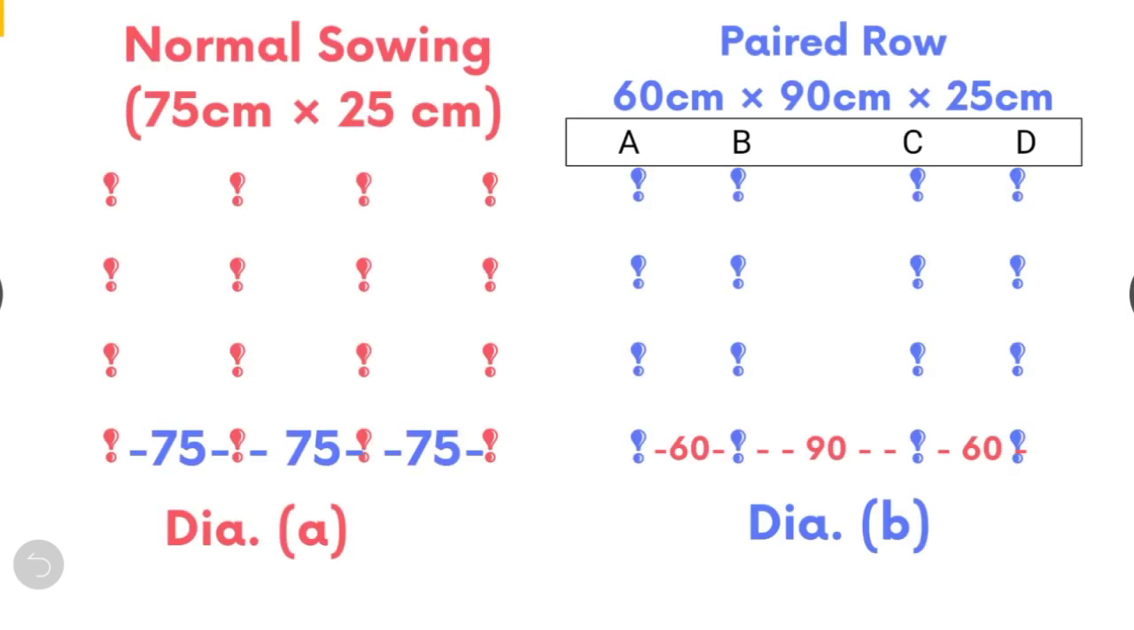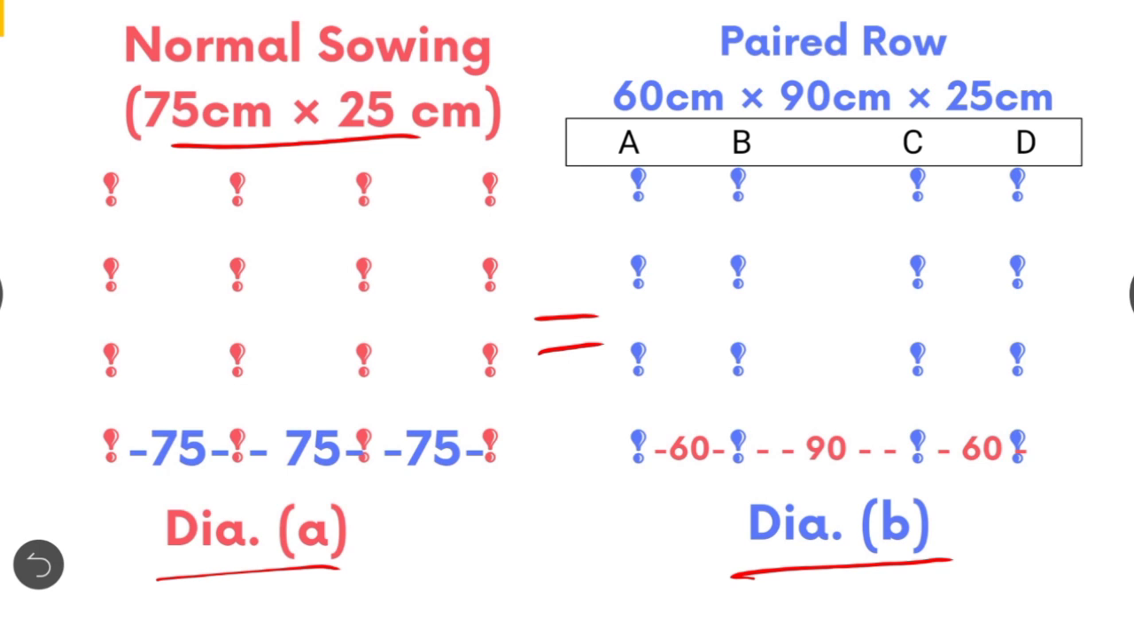Now look at these two images. Here diagram A is of normal sowing of maize with a spacing of 75 into 25 cm square, while diagram B is a paired row system of plantation. It will look different, but in terms of plant population, both systems have equal plant population.